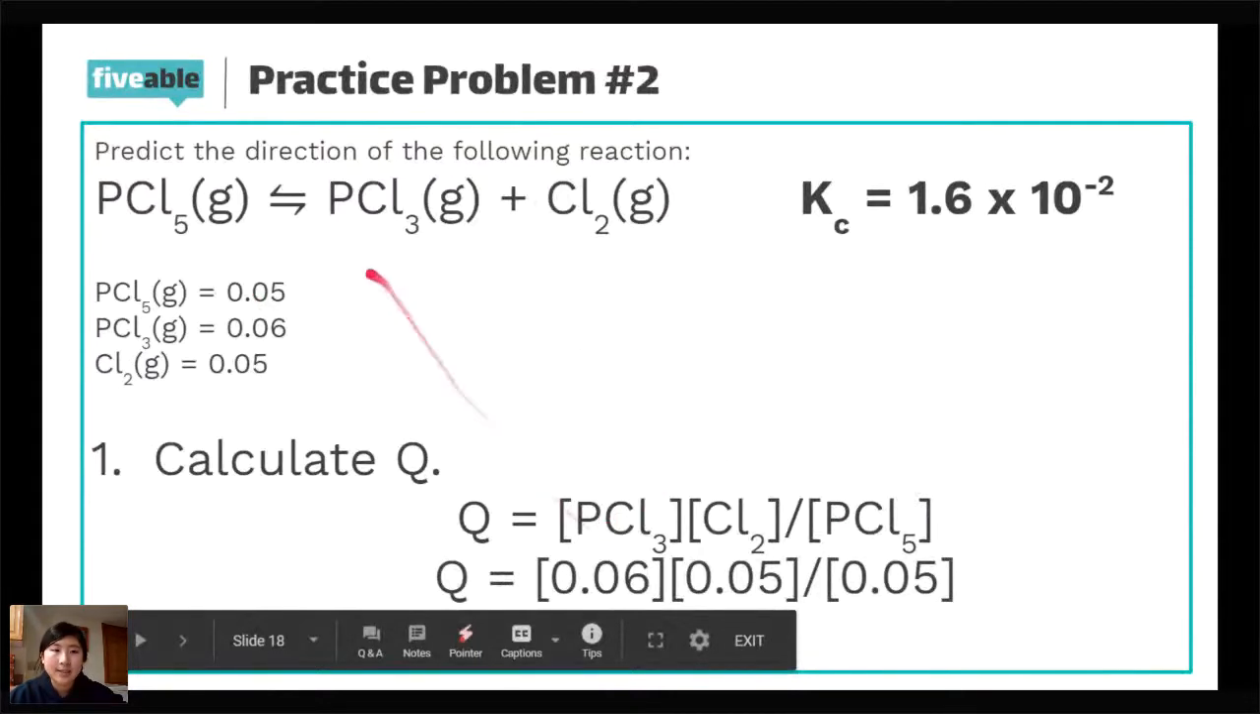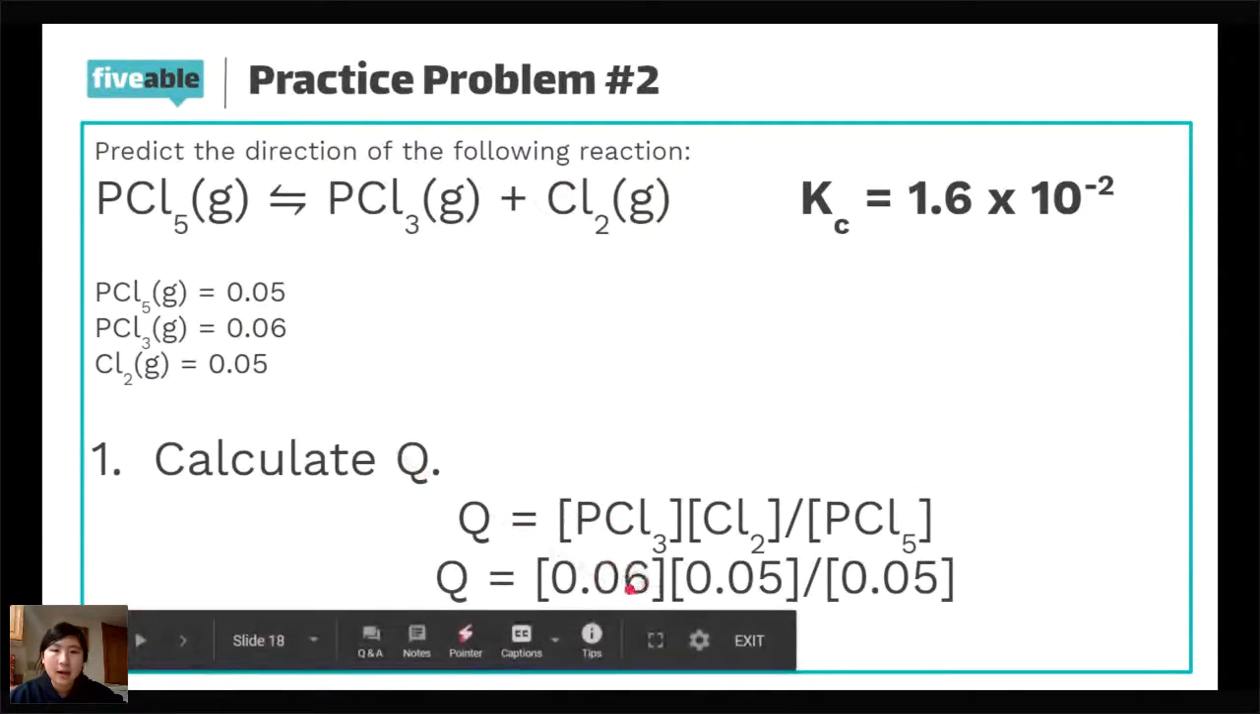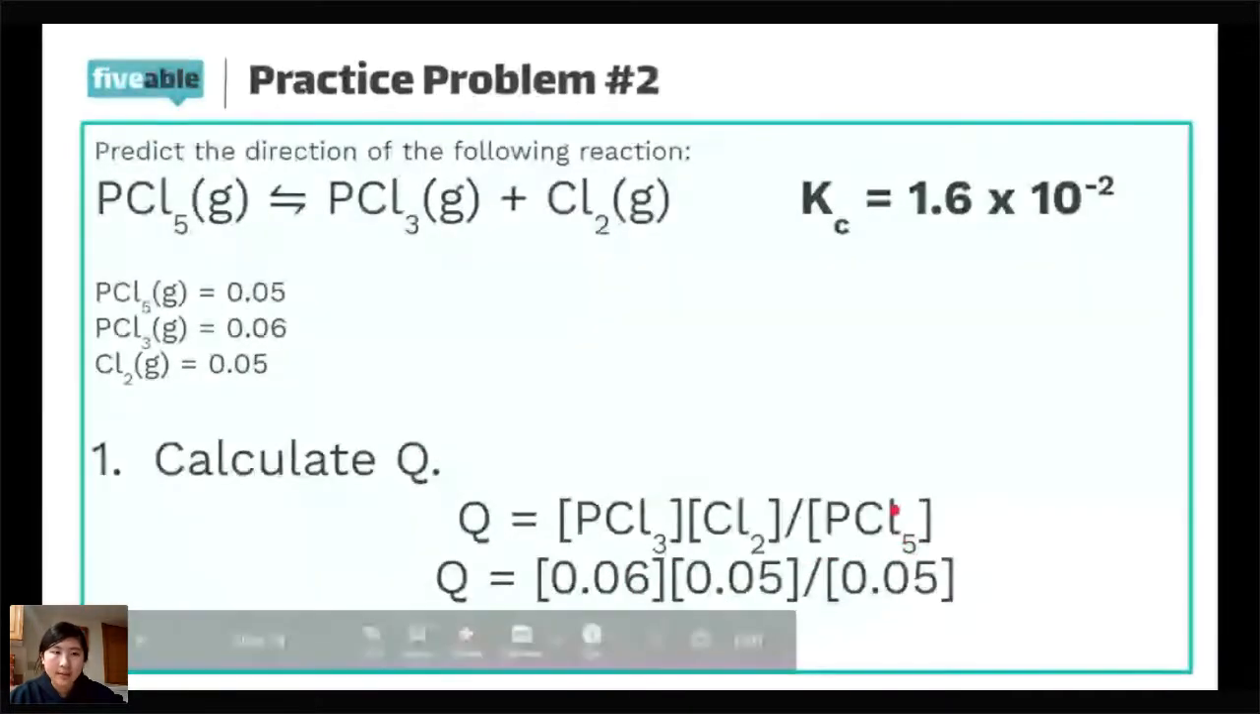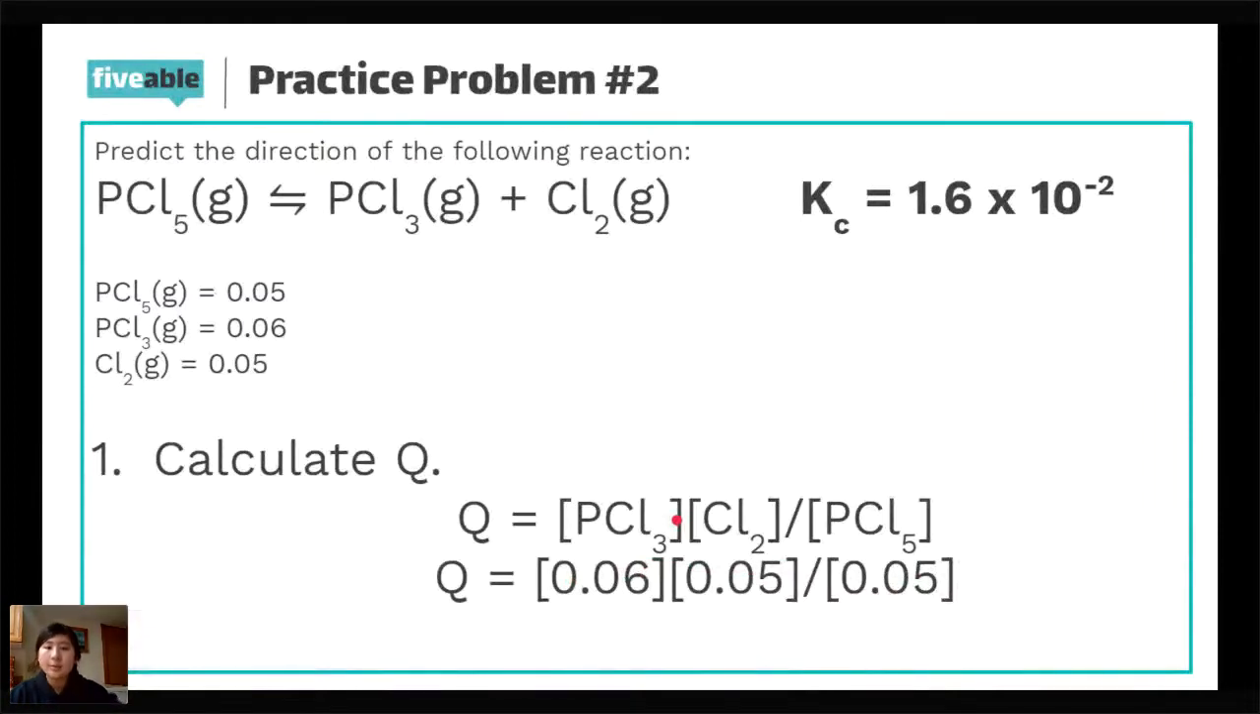So we know that PCl3 is 0.06. You can see we put it in here. And then Cl2, 0.05, we put it in here. And then PCl5, it's 0.05, and we put it in here on the denominator. So you basically plug it in like that. You just put in the concentrations and plug them straight into the equation that you have for Q.